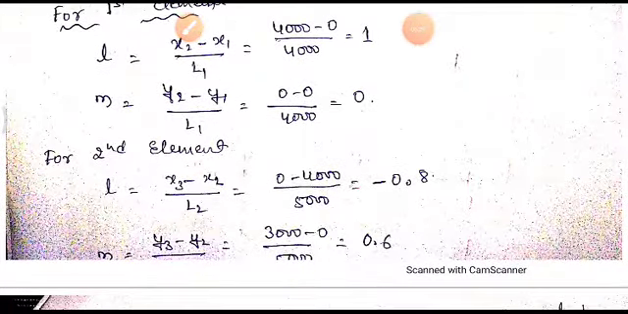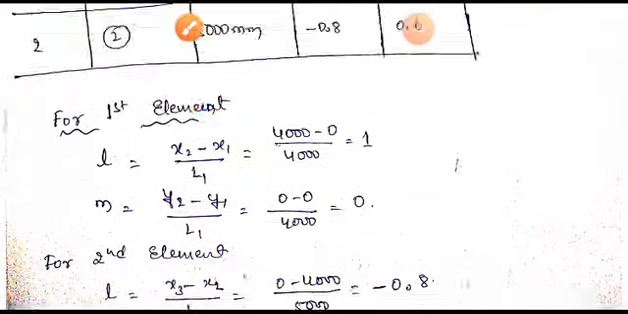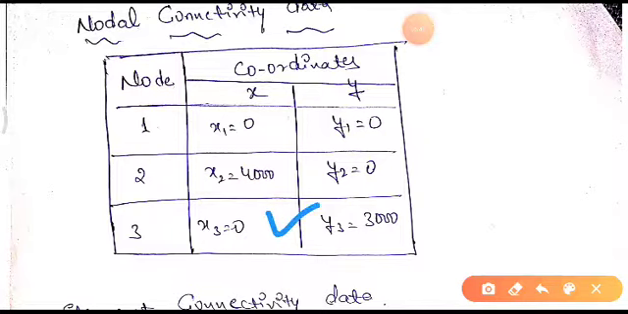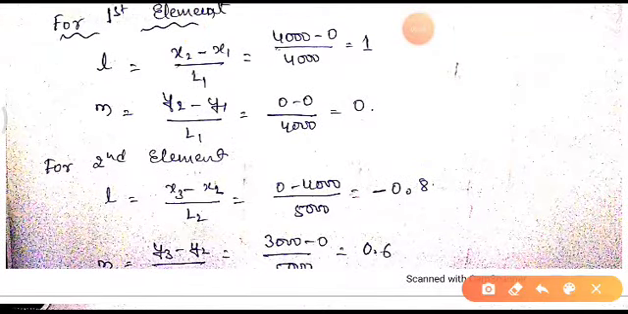Similarly, we need to calculate direction cosines for the second element. So again, L is equal to x3 minus x2. From the nodal connectivity data we found earlier, x3 is 0, x2 is 4000, y3 is 3000, y2 is 0. So 0 minus 4000 divided by 5000, which is the length of the element. If you do so, we will get minus 0.8. Similarly, y3 minus y2 divided by length of element gives 0.6.